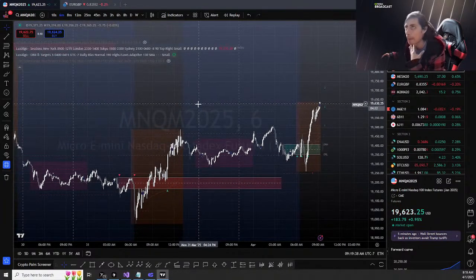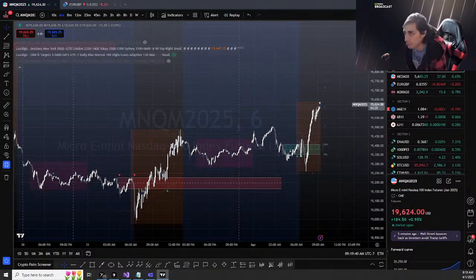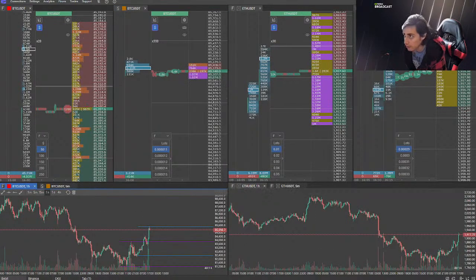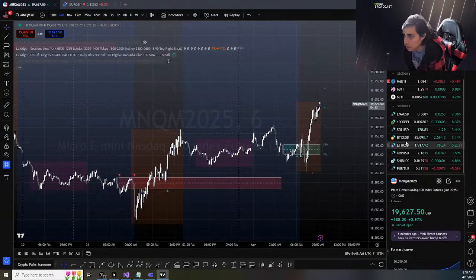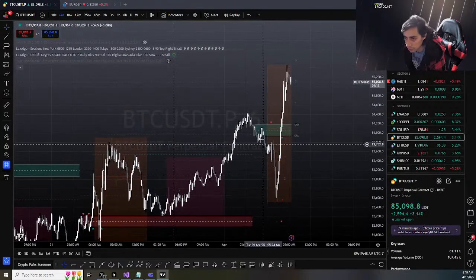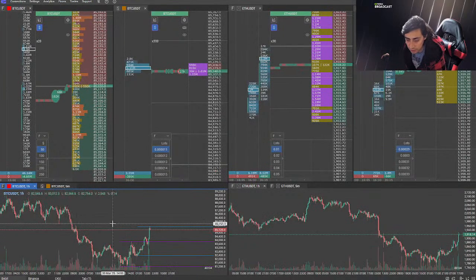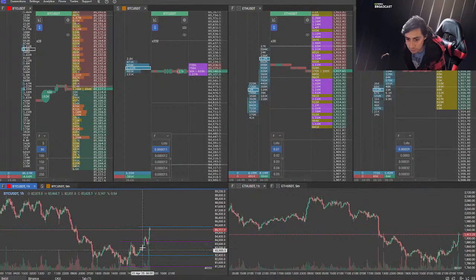I'm bypassing everything from the order flow right now because at some point, for example, if you have Bitcoin right now, this is the 82s. You can mark that level, right? The 82s.